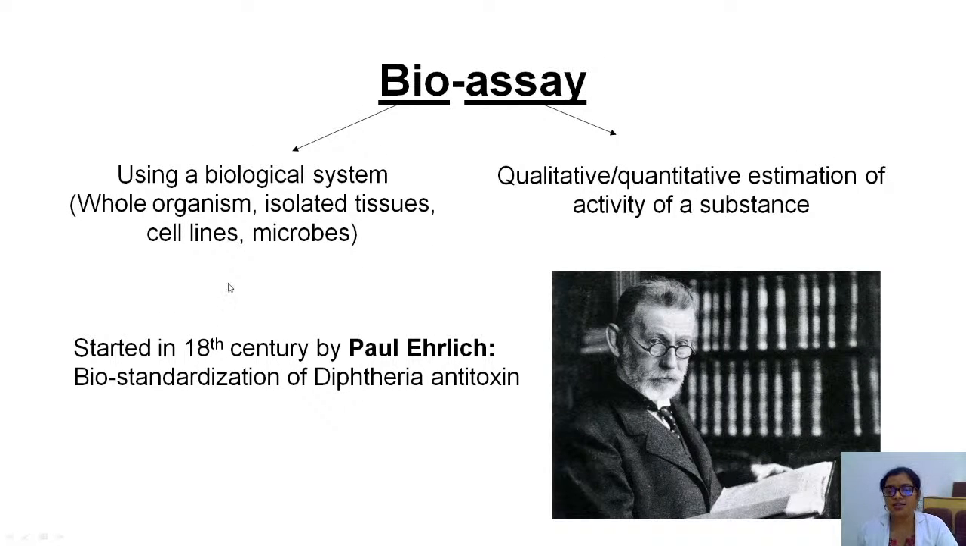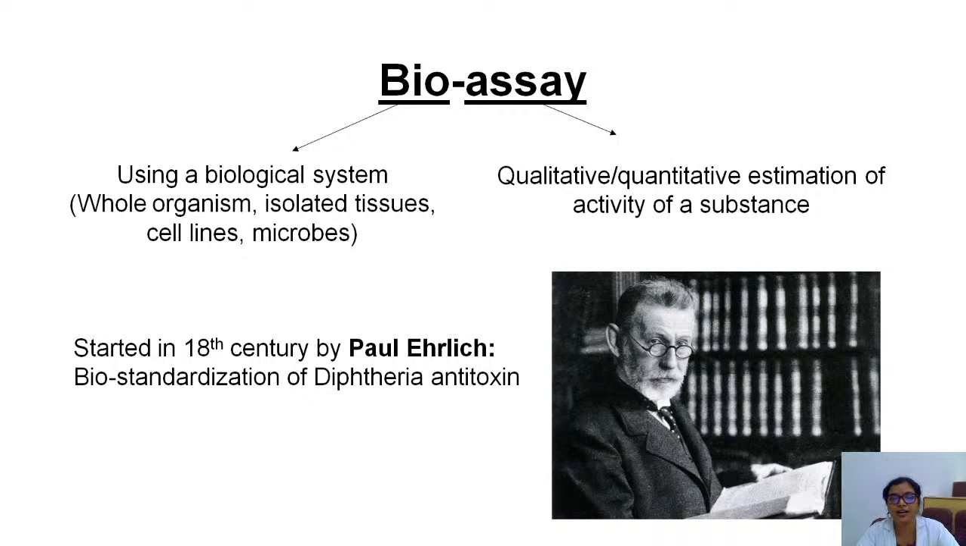As we discussed, an assay is a qualitative or quantitative estimation of the activity of a substance. And the word bio means that you are doing it in a biological system. Any living system will be considered a biological system. It may be one cell, an isolated tissue, a cell line, microorganisms, or you can do it on a whole organism. So any assay method where you are estimating the activity of a substance in a biological system, we call a bioassay. Even when you are doing it in cell culture or microorganisms, for example studying the inhibition of microbial growth by an antibiotic, that will be a type of bioassay.